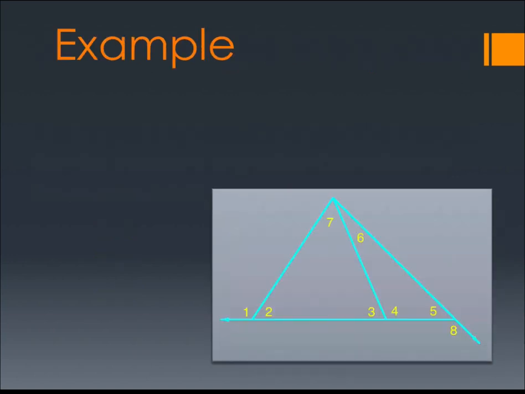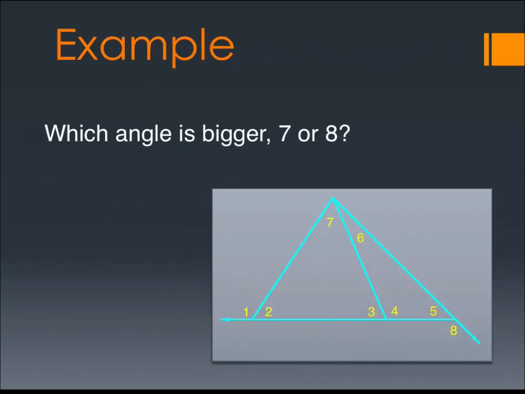Okay, so which one's bigger, 7 or 8? Now you're going to have a tendency to say, well, obviously it's 8. 8's an obtuse angle, 7 is acute, 8's got to be greater than 7. However, you will quickly learn, especially when dealing with inequalities, to not trust the picture. So first of all, we want to be able to find the answer. And then we want to be able to explain it using theorems, not using the picture.